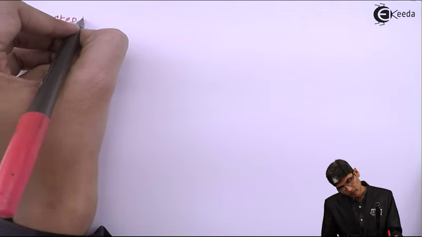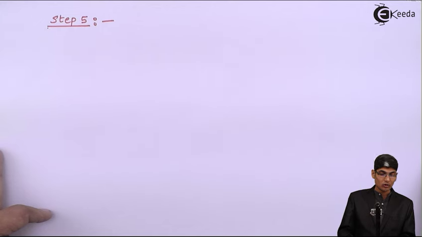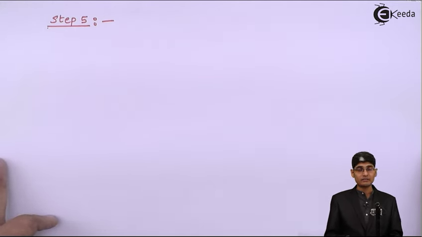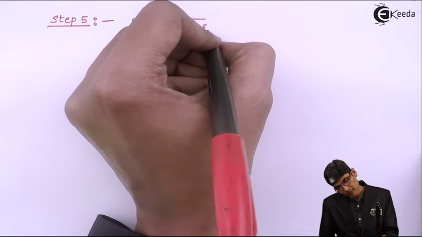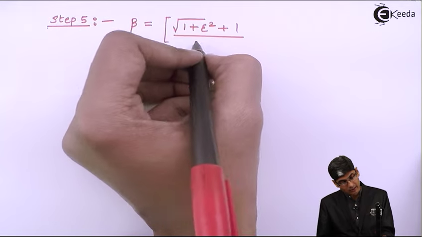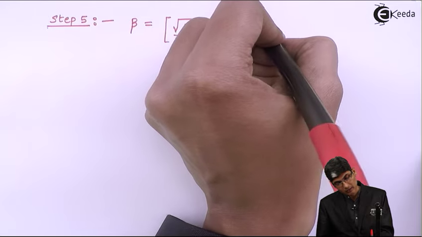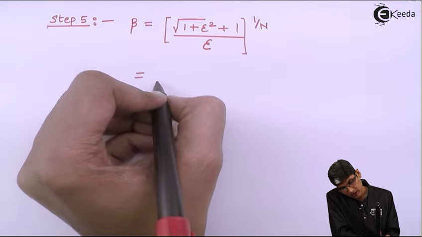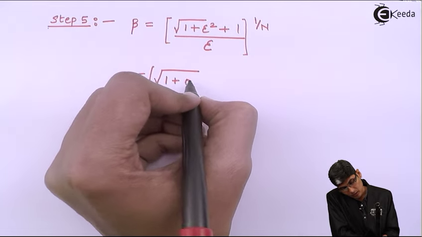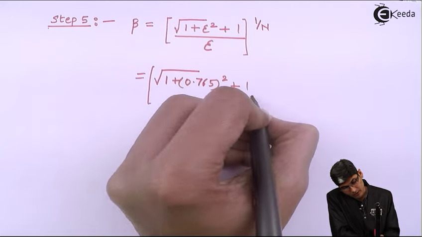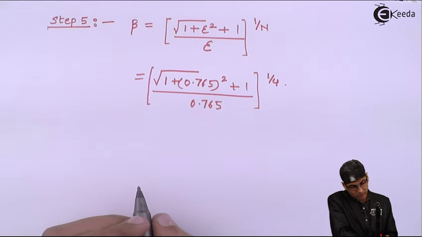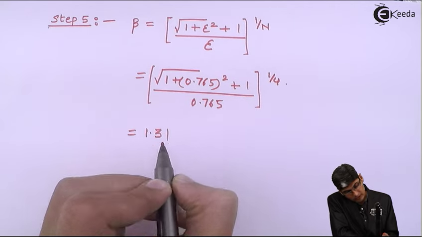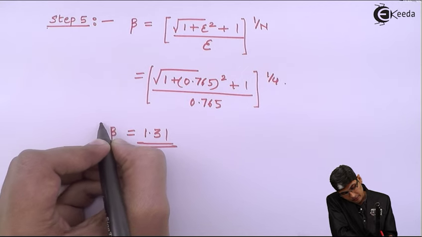Now once the order is 4, that has been decided, let's go ahead to step 5. Once the order of the filter is known, now we can calculate the factor called beta, and beta is equal to root of 1 plus epsilon square, okay, plus 1 divided by epsilon the whole raised to 1 by n. Okay, so now my beta is, this is 1 plus 0.765 the whole square plus 1 divided by 0.765 the whole raised to 1 by 4. Okay, so that factor will come as 1.31. So that is what the factor of beta, 1.31.